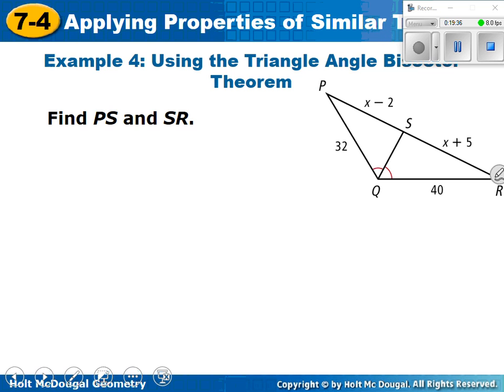Last example for 7-4 should be this example. What would be the proportion that we could write using this theorem? Awesome. Let's go with Hallie. Hallie, what proportion could I write using this theorem?